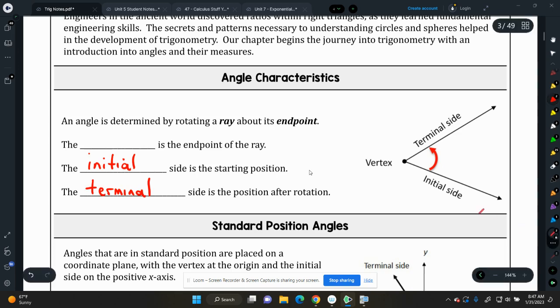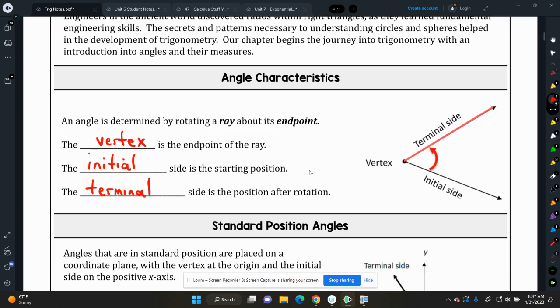So what we do is we draw a vector and we say, okay, that's going to rotate a certain number of degrees, and it ends up at its terminal side. So we have a starting position, we rotate it, and it ends up at its terminal position. The vertex is the end point of the vector. Not the arrow, but the end point.